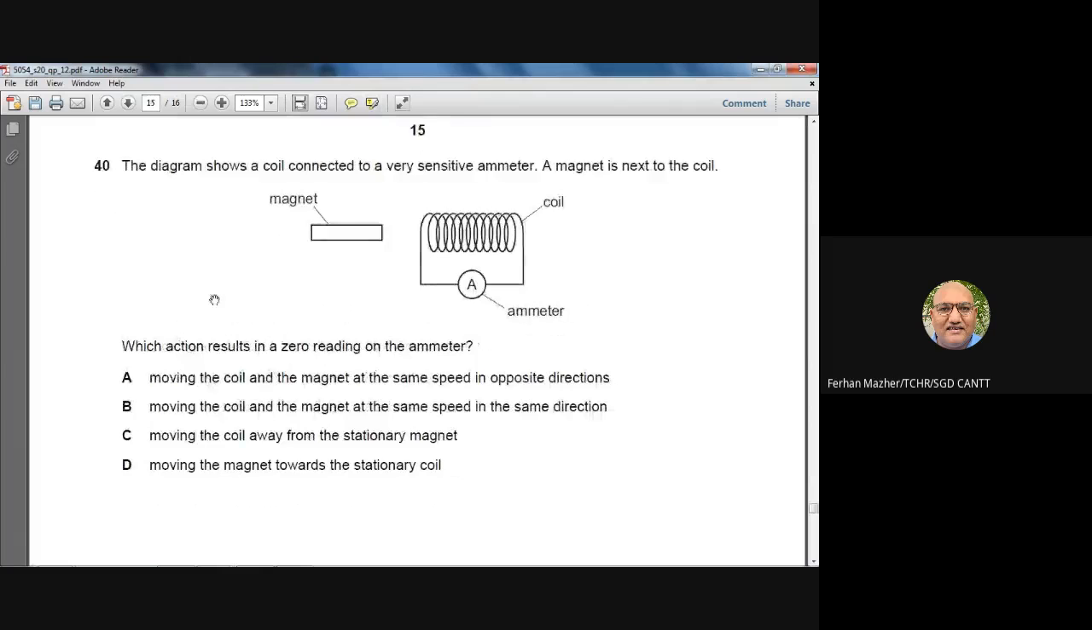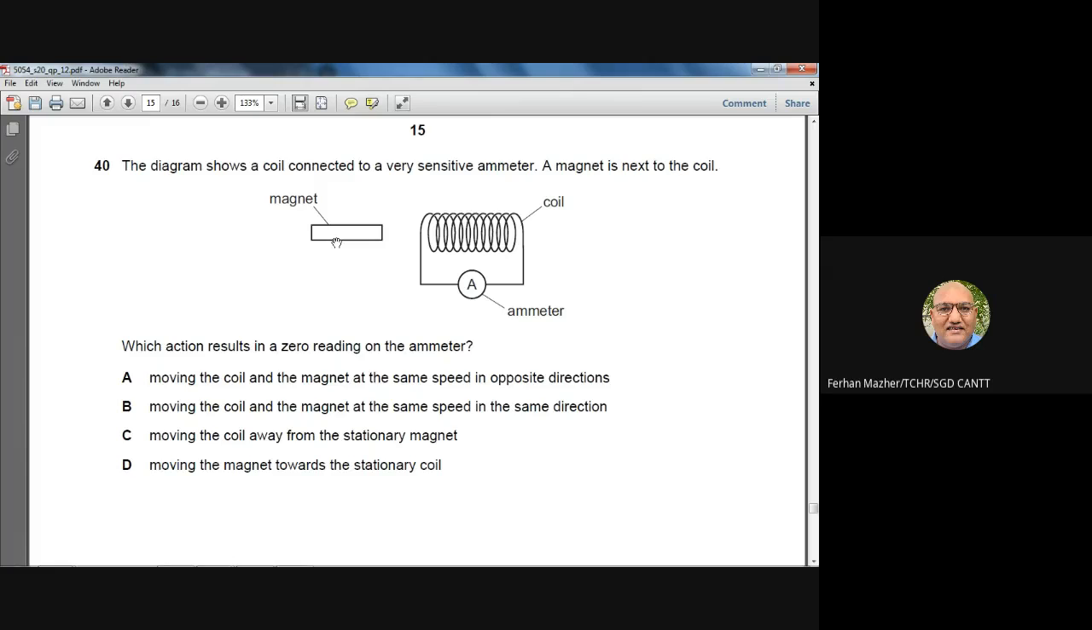Okay. The diagram shows a coil connected to a very sensitive ammeter. The magnet is next to the coil. Which action results in a zero reading on the ammeter? You see, the diagram shows a coil connected to a very sensitive ammeter. The magnet is next to the coil. Which action results in a zero reading on the ammeter?